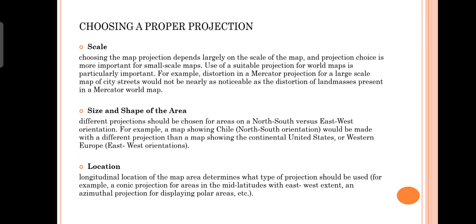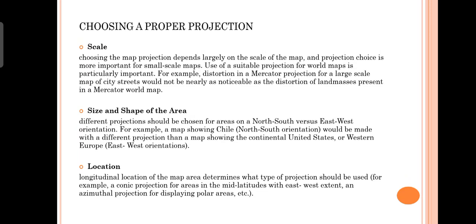Use of suitable projections for a world map is particularly important. For example, distortion in a Mercator projection for a large-scale map of city streets would not be nearly as noticeable as the distortion of landmasses present in a Mercator world map.